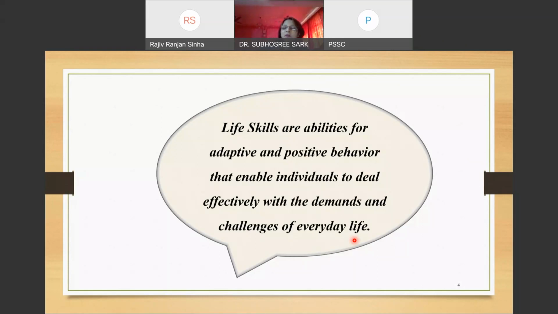Did they not sit in front of the online classes for 2 to 3 hours? Did they not start writing in the chat box? Did they not go into the different links provided by the teachers to answer the questions? They have adapted. That is called adaptive behavior.